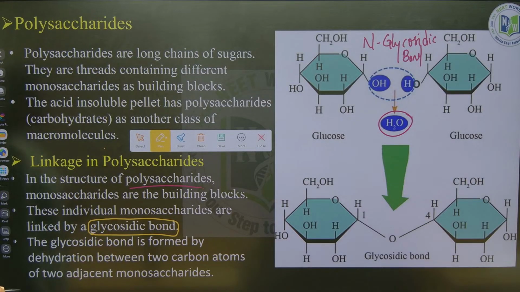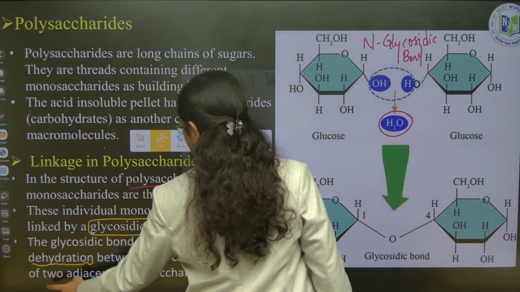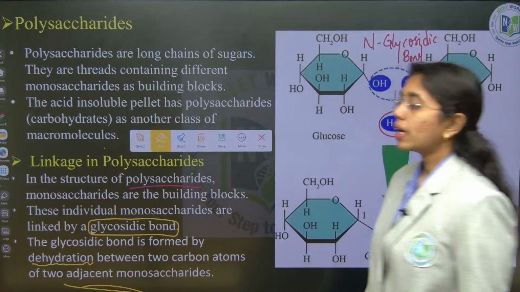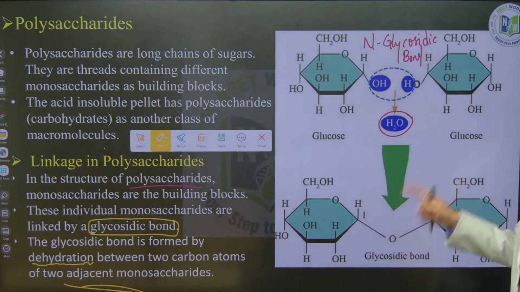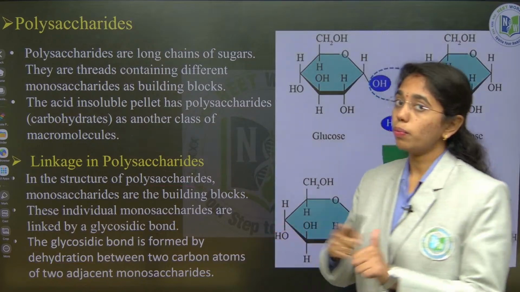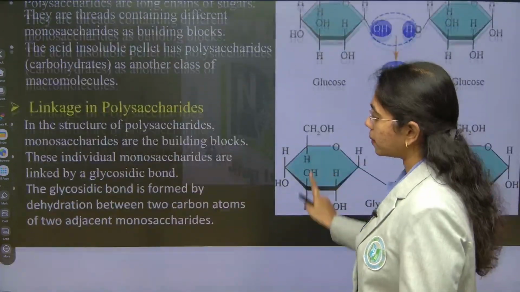The glycosidic bond is formed by dehydration. Remember, it is formed by what? Dehydration between 2 carbon atoms of 2 adjacent monosaccharides. Clear? These are the linkages that you will see in polysaccharides. Clear, right? This is about monosaccharide, disaccharide, oligosaccharide and polysaccharides.